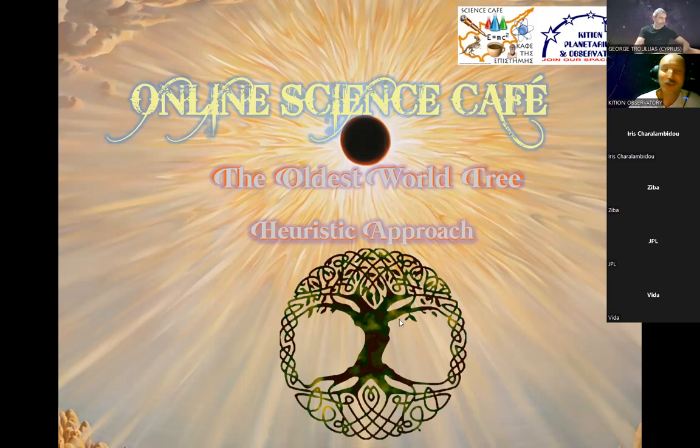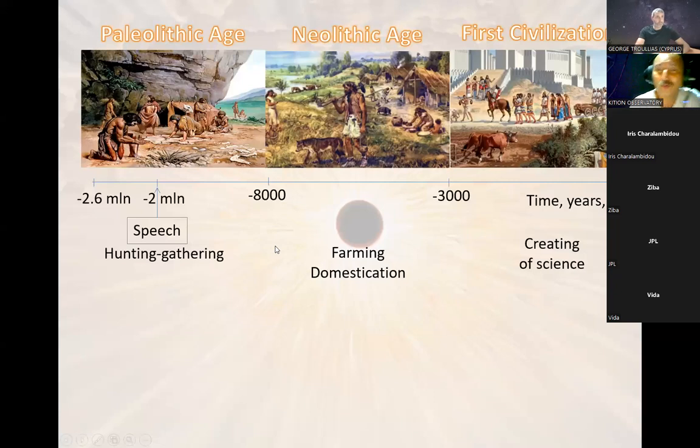Okay, let's start with our oldest world tree. First of all, I want to show where we are. What do we mean by the word oldest? And here is our time scale. It goes in before common era and after common era, the common era time. So first civilization, the question is what do we mean by civilization, but that does not mean much for us at the moment. First civilization should appear at around 3000 before common era.